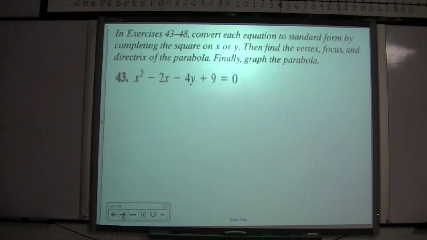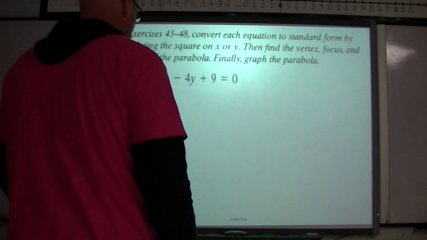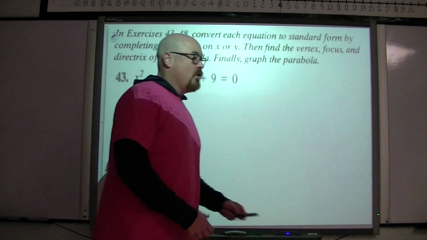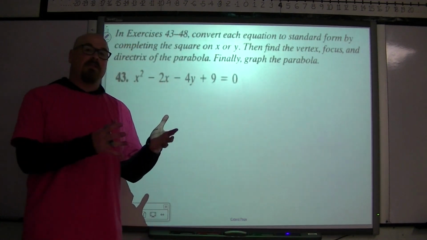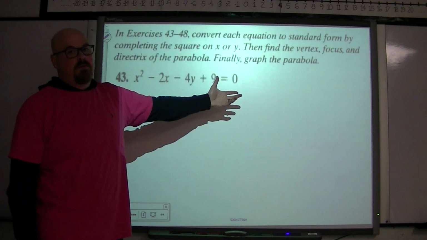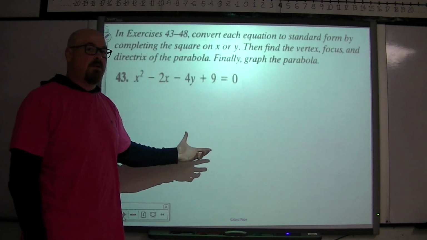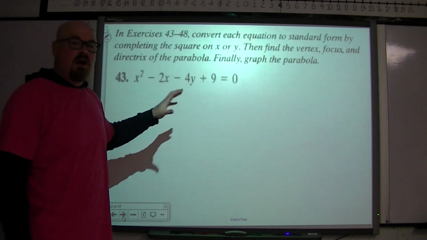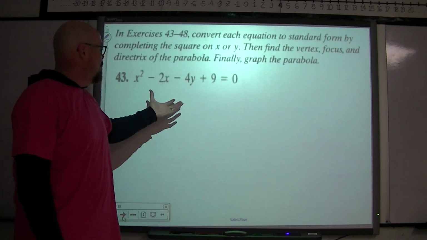Should we do another example? I think we should. So here is your second example of how to complete the square to write what we call a general form parabola into a standard form parabola. So, before we even start, make your observation. What are we looking at?